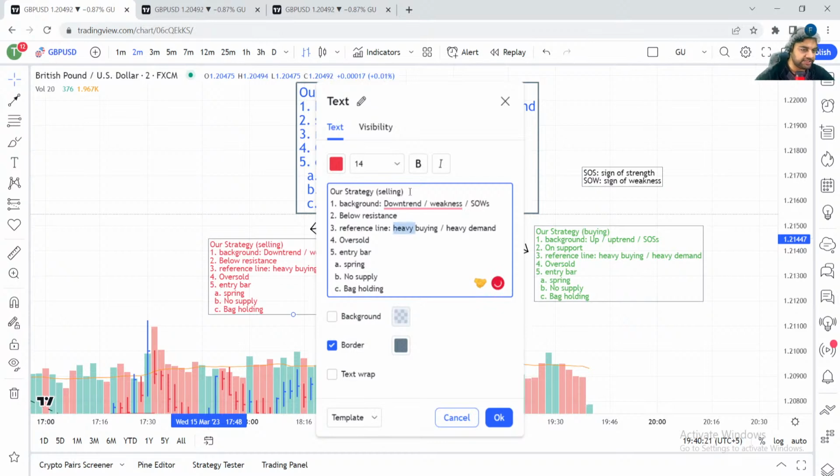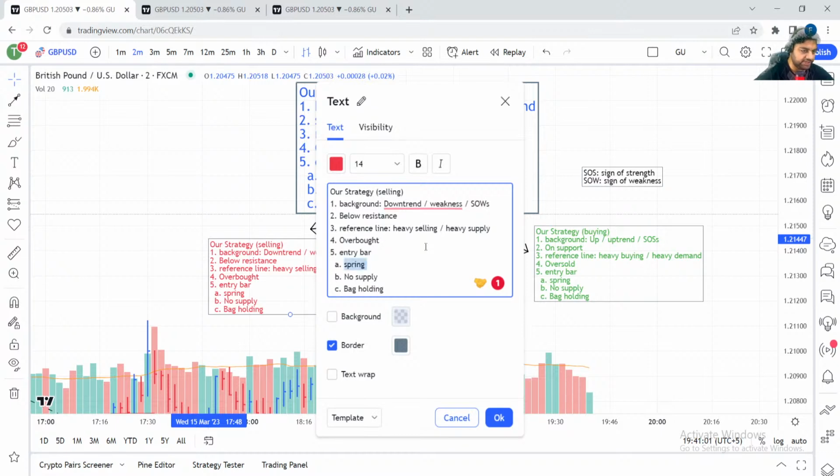And how about in the reference line? In the reference line, there should be heavy selling or heavy supply, not heavy demand, because you want to sell. And this should be overbought. It's already overbought, so it's going to fall down. Yeah, for buying it should be bag holding. That's right. And yeah, Bhavik ji, you are right, bag holding instead of ERM for buying. Very right. And overbought for selling.